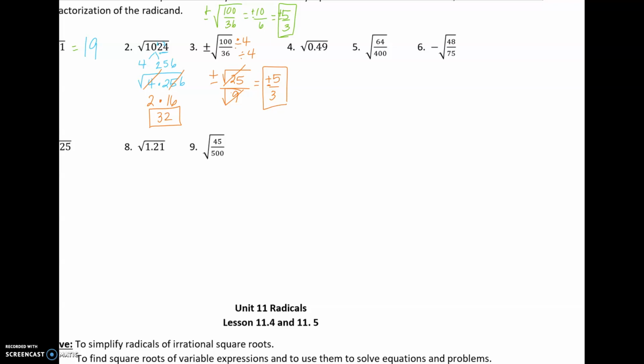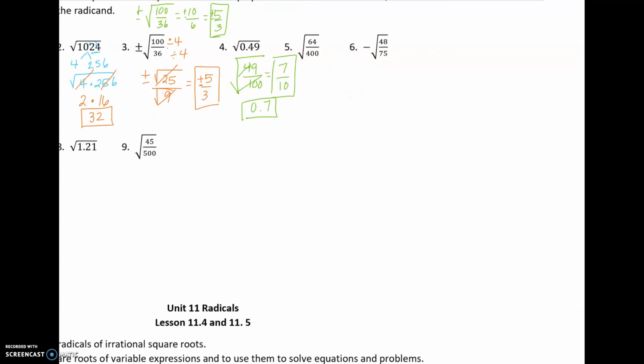The square root of 49 hundredths. Okay, so when we talked about it, we said perfect squares are whole numbers. Well, I can rewrite 49 hundredths as 49 over 100. Then I know the square root of 49 is 7. The square root of 100 is 10. So that's 7/10. So if you want to put it back as a decimal, you can. But 7/10 as a fraction is equivalent to 0.7 as a decimal.